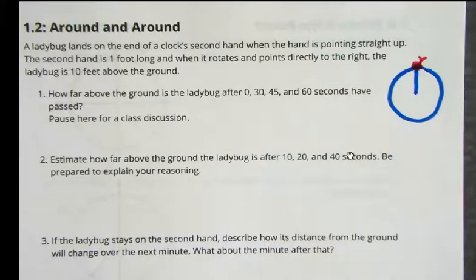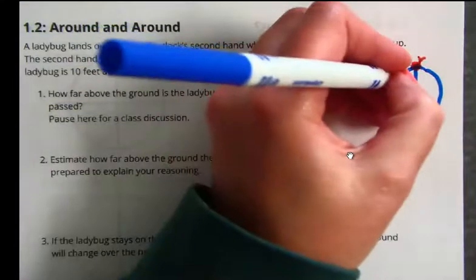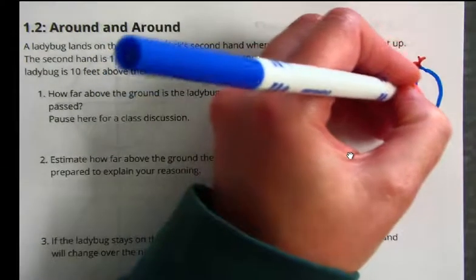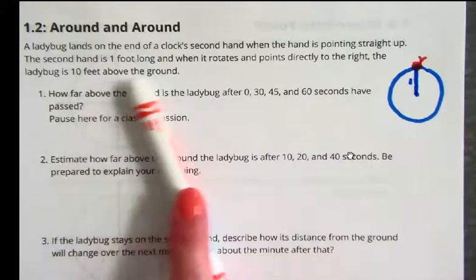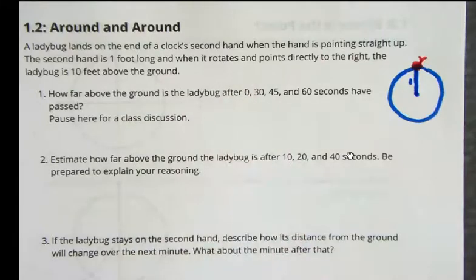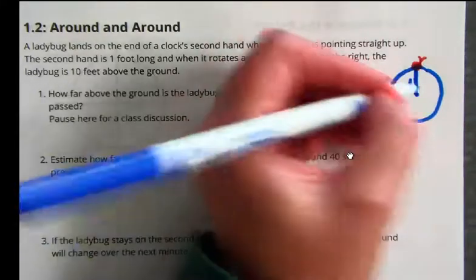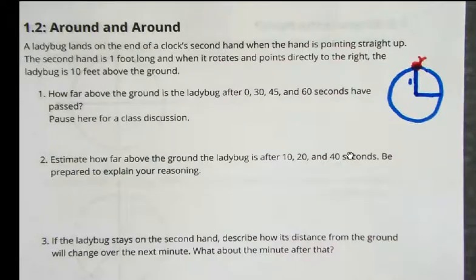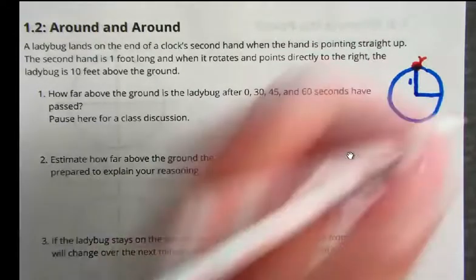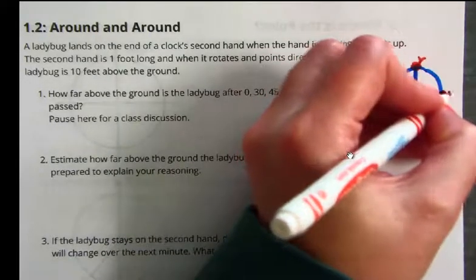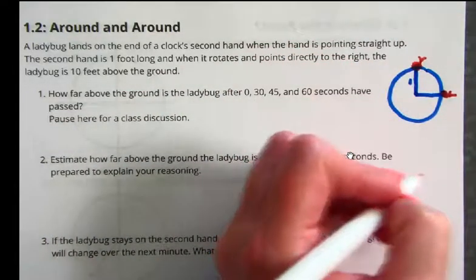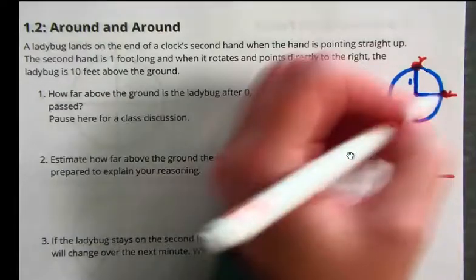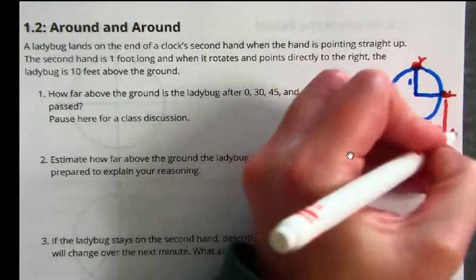The second hand is 1 foot long. Well, that's looking an awful lot like the unit circle we just drew. When it rotates, the second hand is 1 foot long, and when it rotates and points directly to the right, the ladybug is 10 feet off the ground. So now here's my ladybug. And at this point, wherever this clock is hanging on the wall, down here to the floor, from here, is 10 feet.